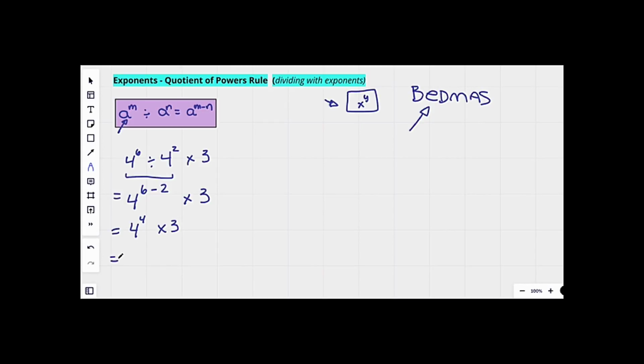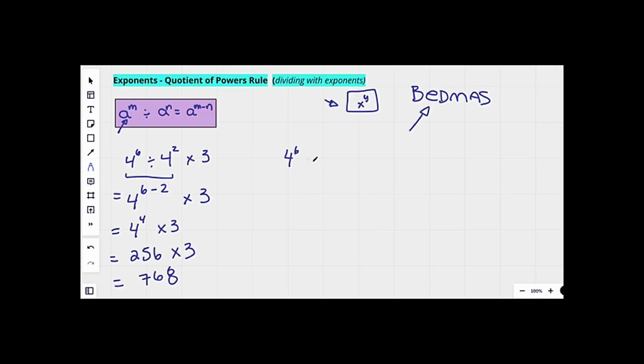We solve our exponent of 4 to the power of 4, which is 256. And now we can go ahead and finish by multiplying that by 3, which gives us 768. Okay, what about if we had a question like this?